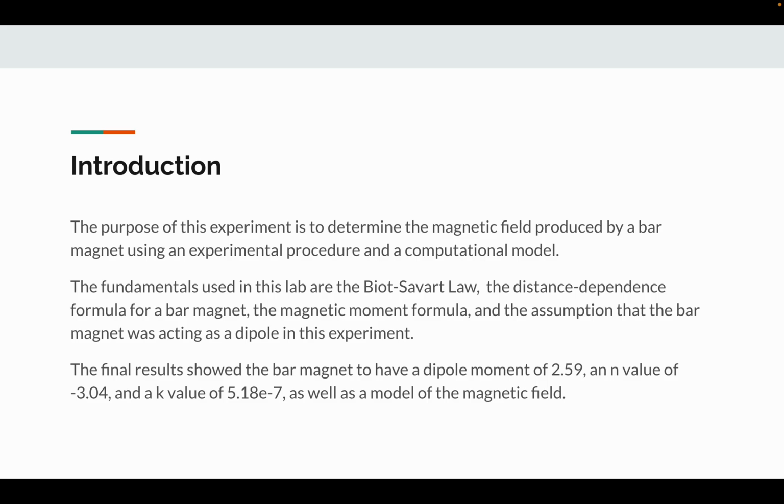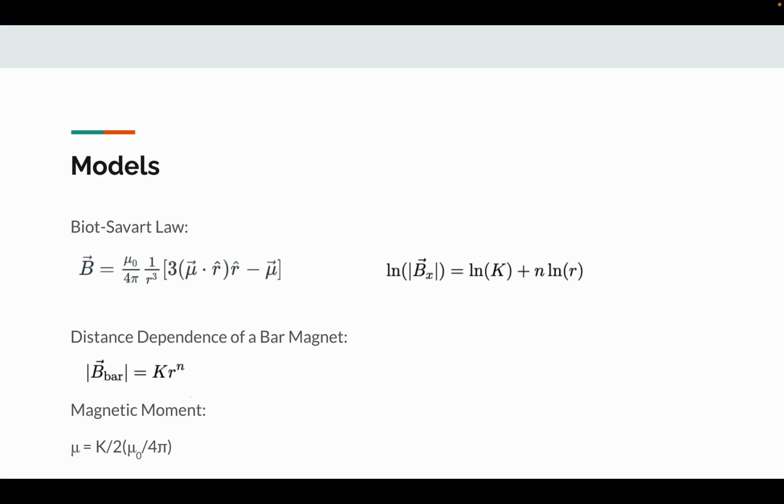The final results showed the bar magnet to have a dipole moment of 2.59, an n value of negative 3.04, and a k value of 5.18 times 10 to the negative 7th, as well as a model of the magnetic field. So as mentioned before, this is the Biot-Savart law, and then this is the linearized version of this law. And then here we have the distance dependence formula of a bar magnet that says the magnitude of the magnetic field of a bar magnet is equal to k times r to the power of n. And then the magnetic moment formula says that mu is equal to k divided by 2 times mu naught divided by 4 pi.